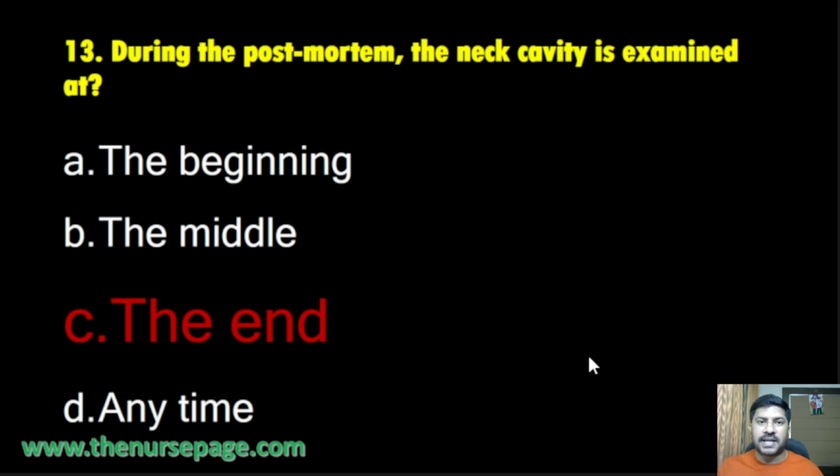I already told you that, between hanging and strangulation, the main difference is injury to the neck muscles. So to get these findings, we need to examine the neck cavity at the end of the postmortem examination. Otherwise we will not get a clear picture of the neck cavity because of the blood bleeding at the area. That is why the neck cavity should be examined at the end of the postmortem examination.